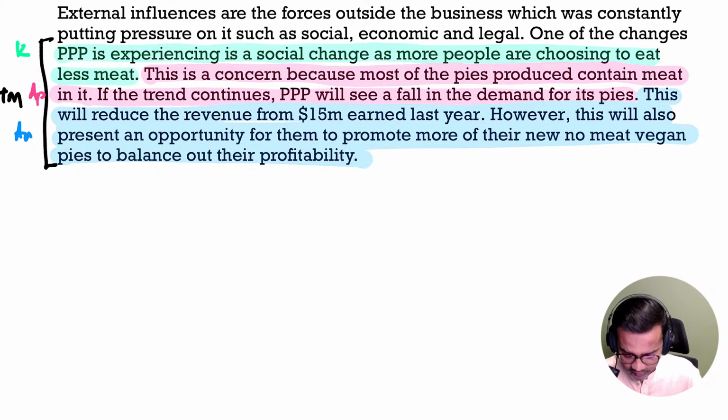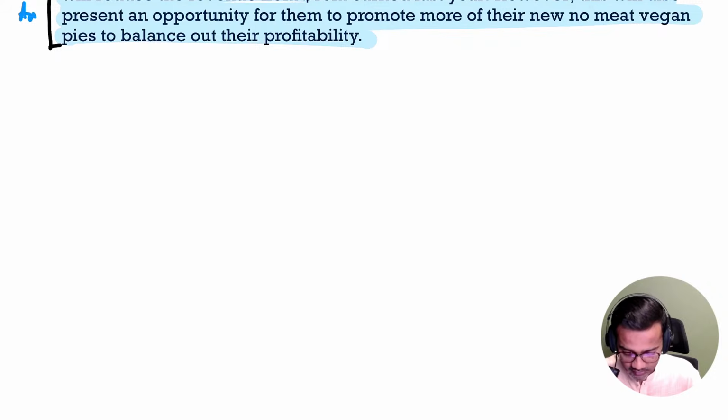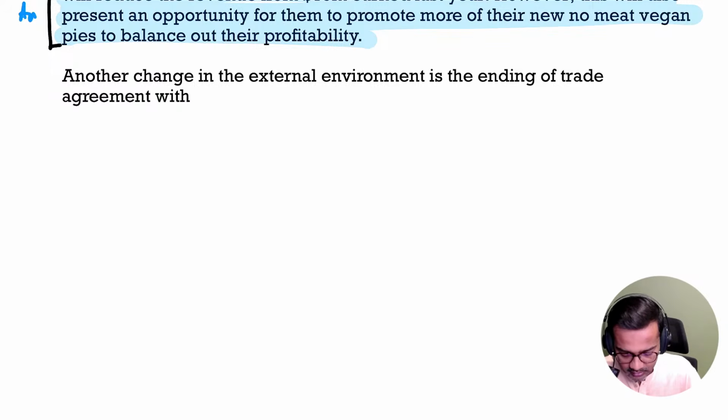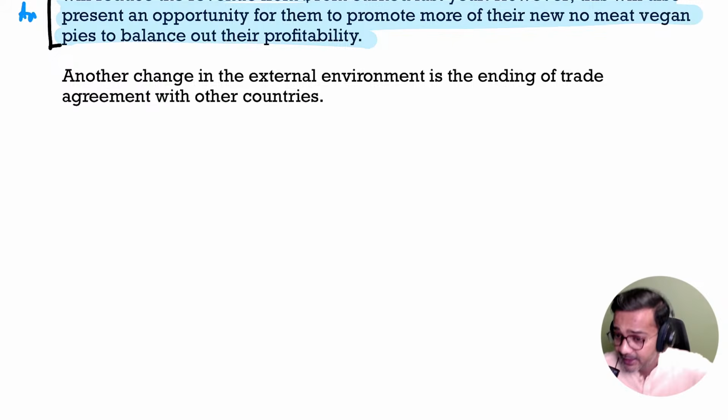Can I just move this up because it just becomes that much easier for me to type. Yeah, so next paragraph. Another change in the external environment is the ending of trade agreement with other countries. Okay, now explain what that means.